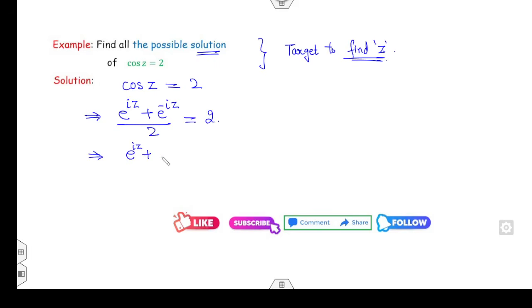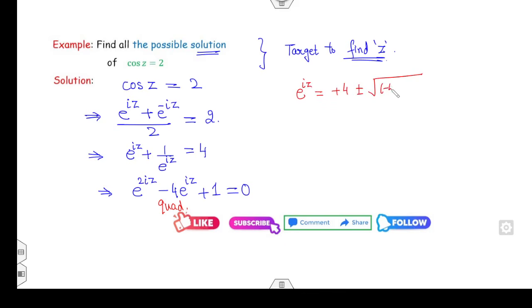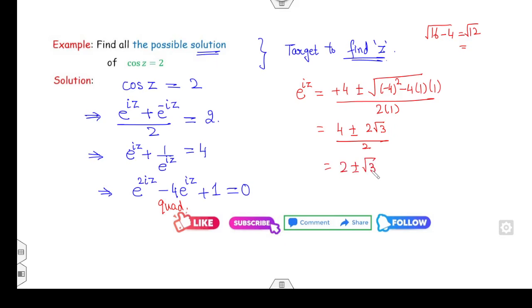It is e raised to power iota z plus 1 over e raised to power iota z, which is equal to 4. You can rationalize them. That becomes e raised to power 2 iota z minus 4 e raised to power iota z plus 1 equal to 0. Now you can see that this is a quadratic. So I can find the roots: e raised to power iota z is minus b plus minus root of b square minus 4ac, divided by 2a. So that becomes 4 plus minus root of 16 minus 4, which is 12. And the root of 12 is 2 root 3, divided by 2. So that part is 2 plus minus root 3.